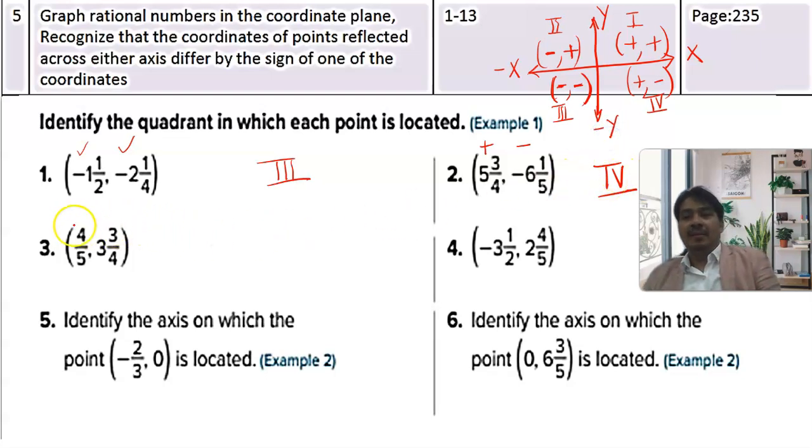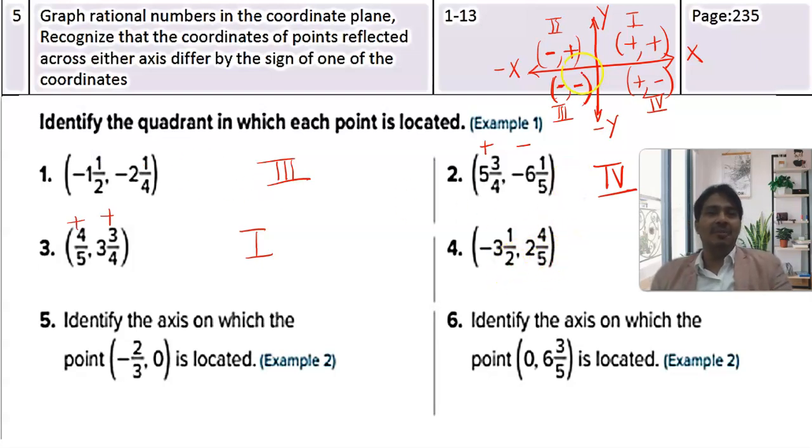Plus plus which quadrant? First quadrant, yes. And then minus plus in which quadrant? Second quadrant. So the answer is 2. Yes or no? Identify the axis on which the point lies. You see x is minus x and y is 0. So you see x is minus x means it is lying in this direction. Here it is the point. So the answer for this one is negative x axis.